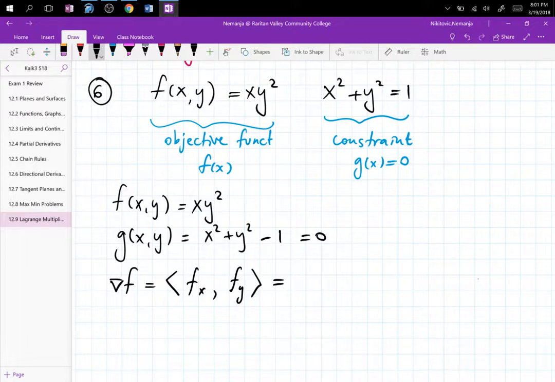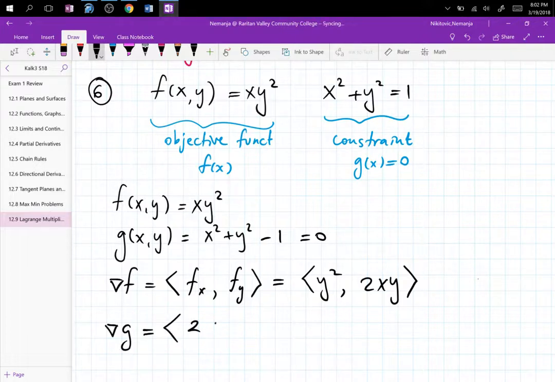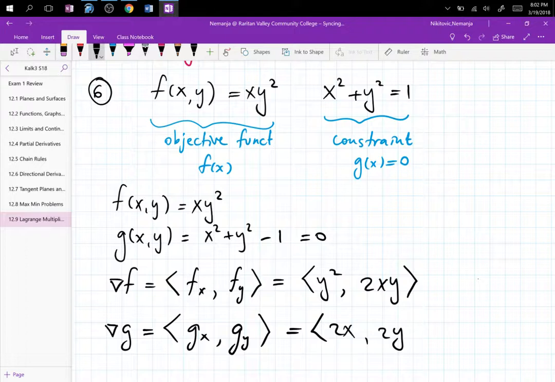So f x is the first partial derivative with respect to x. So for our function, that's y squared. And then the other one is 2xy, right? Partial derivative with respect to y. And now we need del g. That's g x, g y, which is 2x, comma 2y.